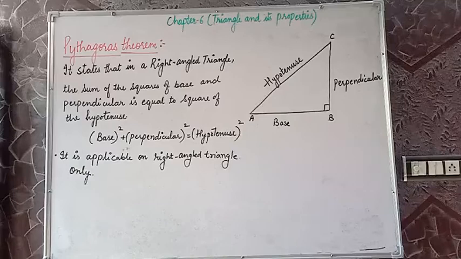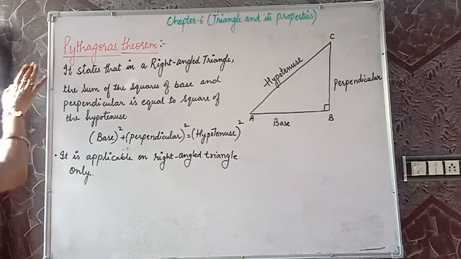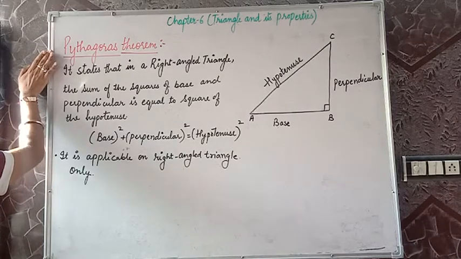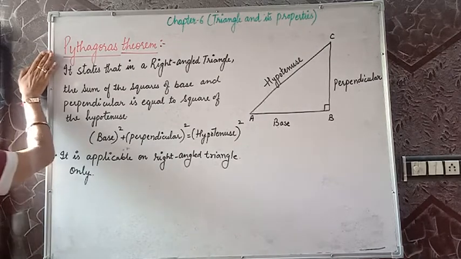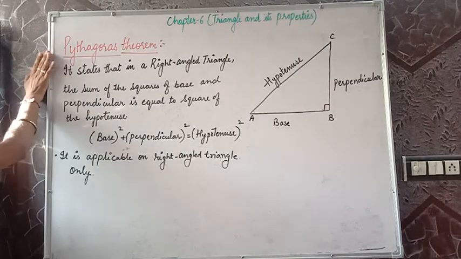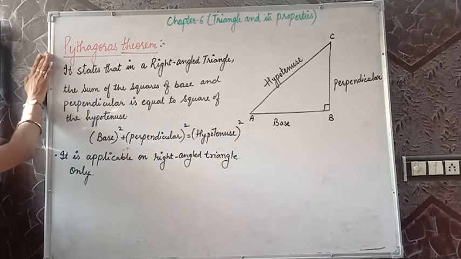Dear children, let us start with our next class from Chapter 6, Triangle and its Properties. In the previous videos, we have already discussed the exterior angle property, angle sum property, and triangle inequality property. Today I am going to introduce to you my very good friend in maths, that is Pythagoras Theorem. Pythagoras Theorem.